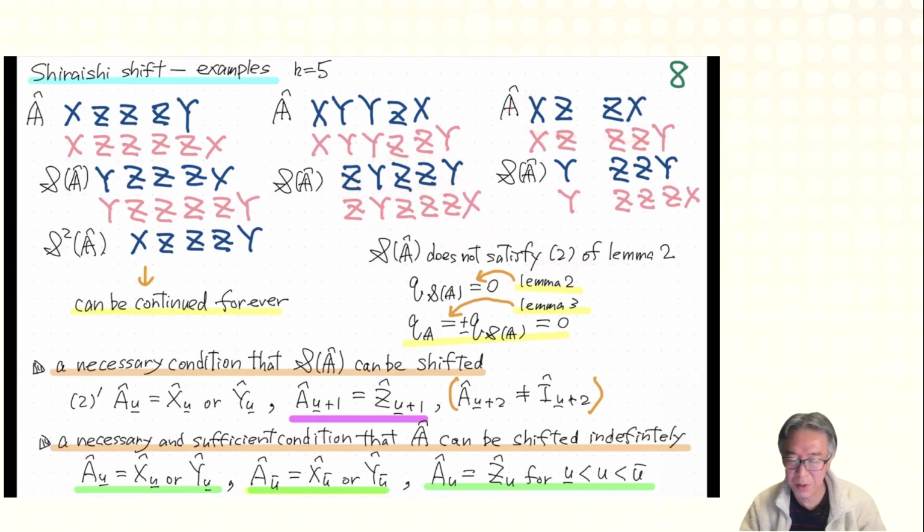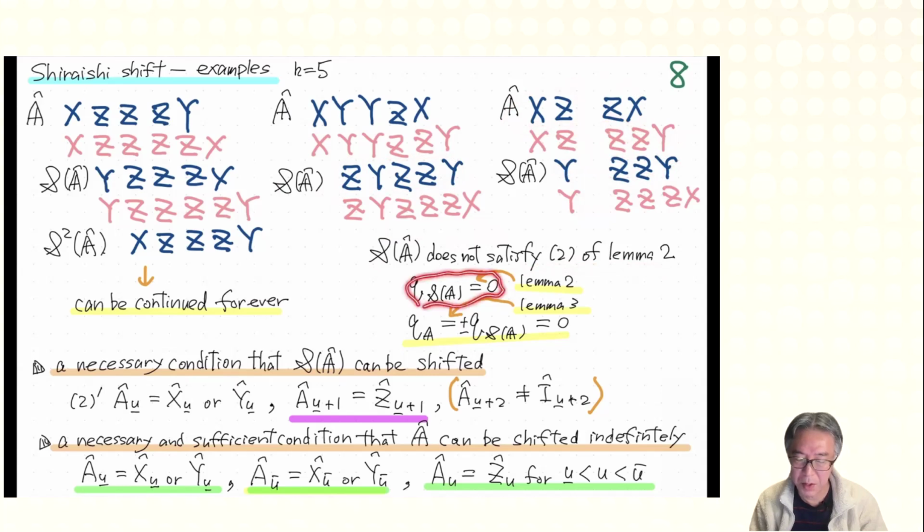This is a much more trivial thing. Here you have identity. I didn't write anything, but you have identity. In this case, you can Shiraishi shift this once, but you can never shift this again, right? So in these cases, you cannot Shiraishi shift SA.